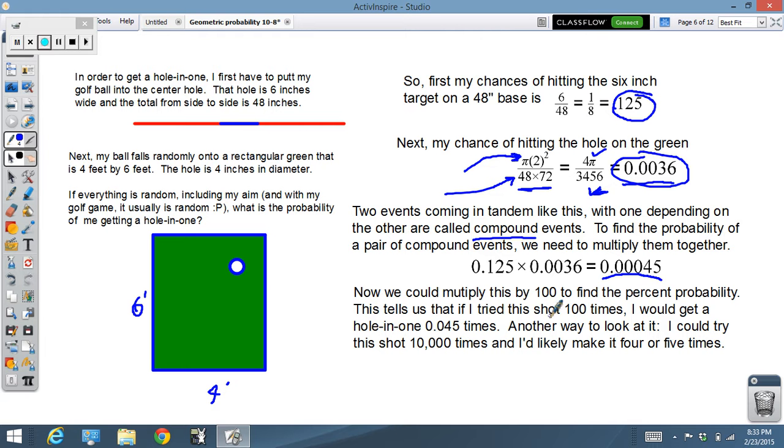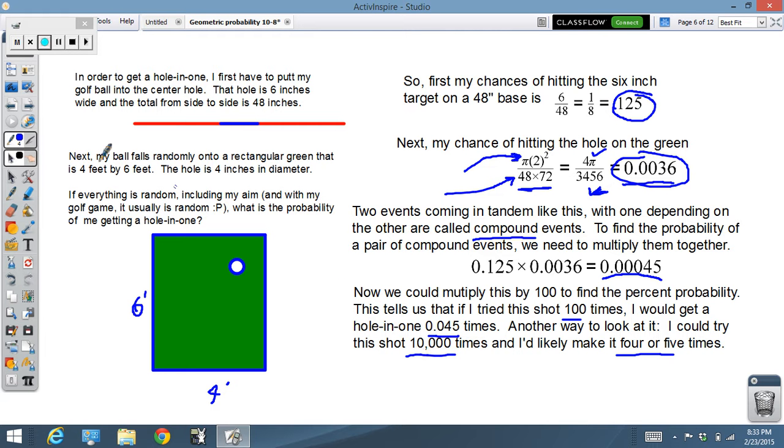number here. Now we can multiply it by 100 to find the percent probability, and it tells us that if we shot it 100 times, I'd make a hole in one 0.045 times. To put that in a little bit of another perspective, what we're saying is I could take 10,000 shots and I'd make a hole in one 4 or 5 times.